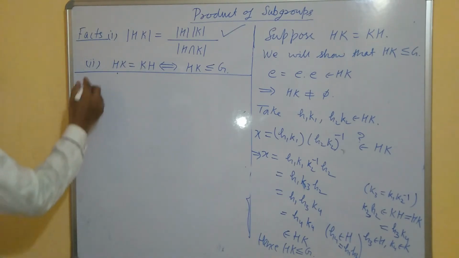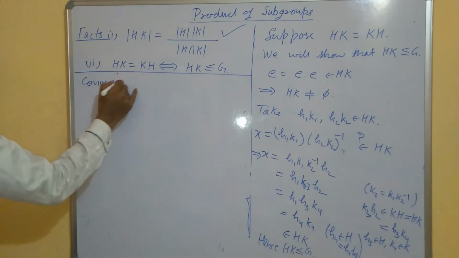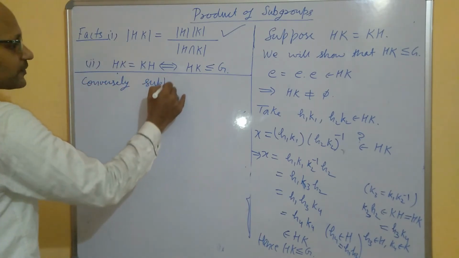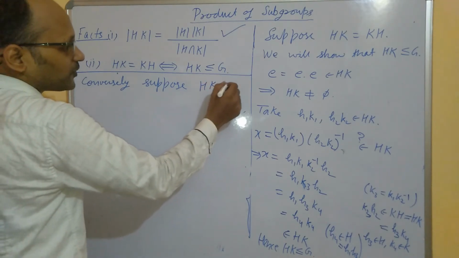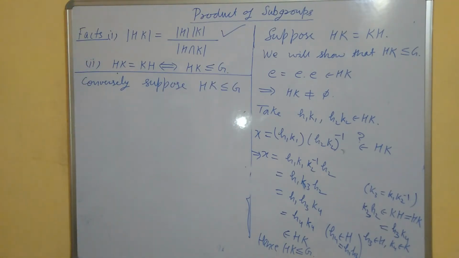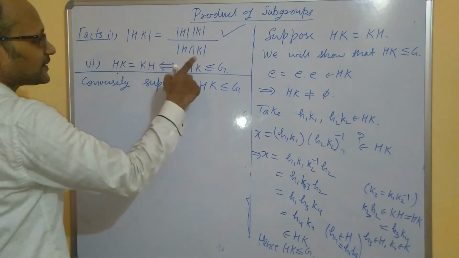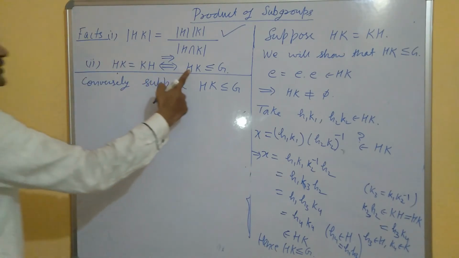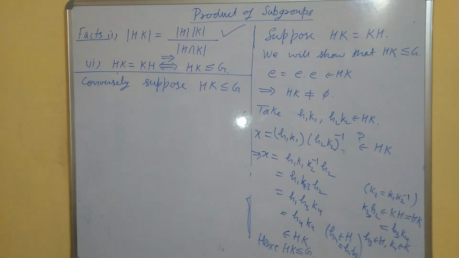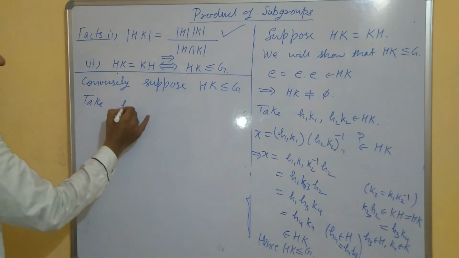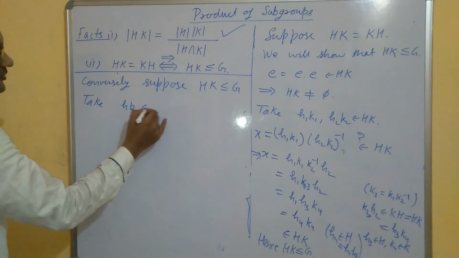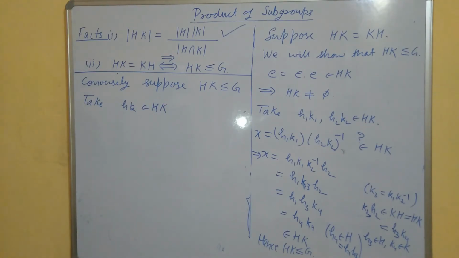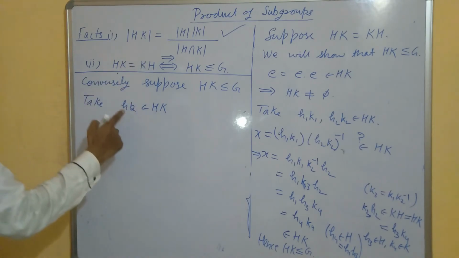Now conversely, suppose HK is a subgroup of G. So what we have shown is that HK is equal to KH. This implies, this direct implication we have shown here. And now I am going to show the reverse part, that if HK is a subgroup of G, then HK is equal to KH. So take an element HK in HK. We will show that this element belongs to KH.